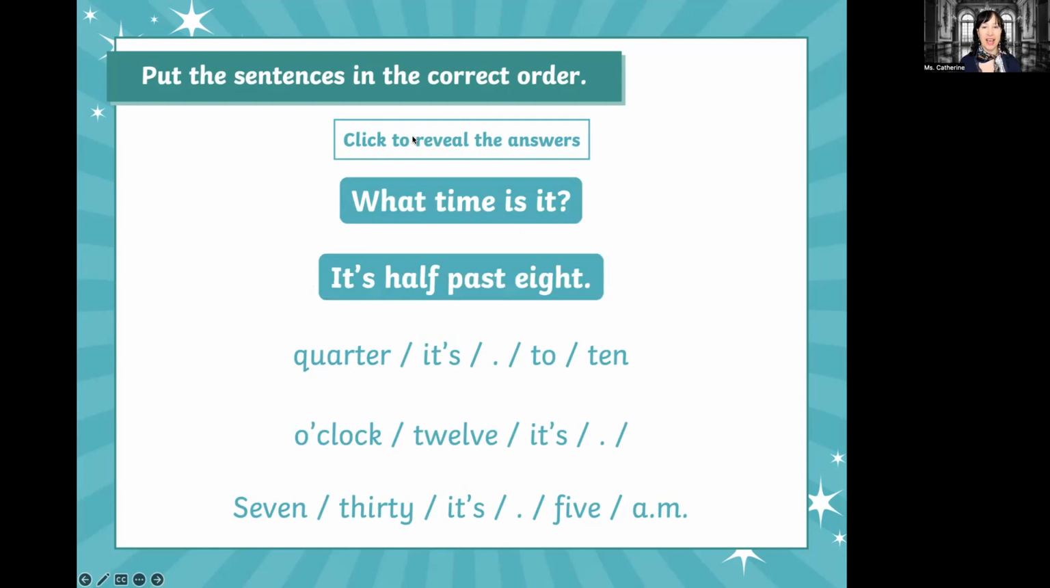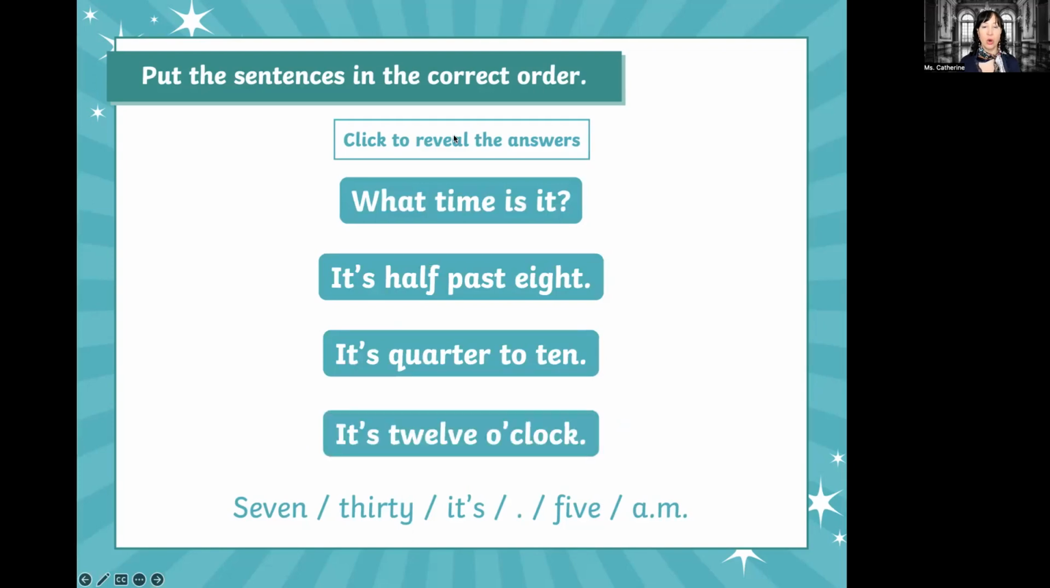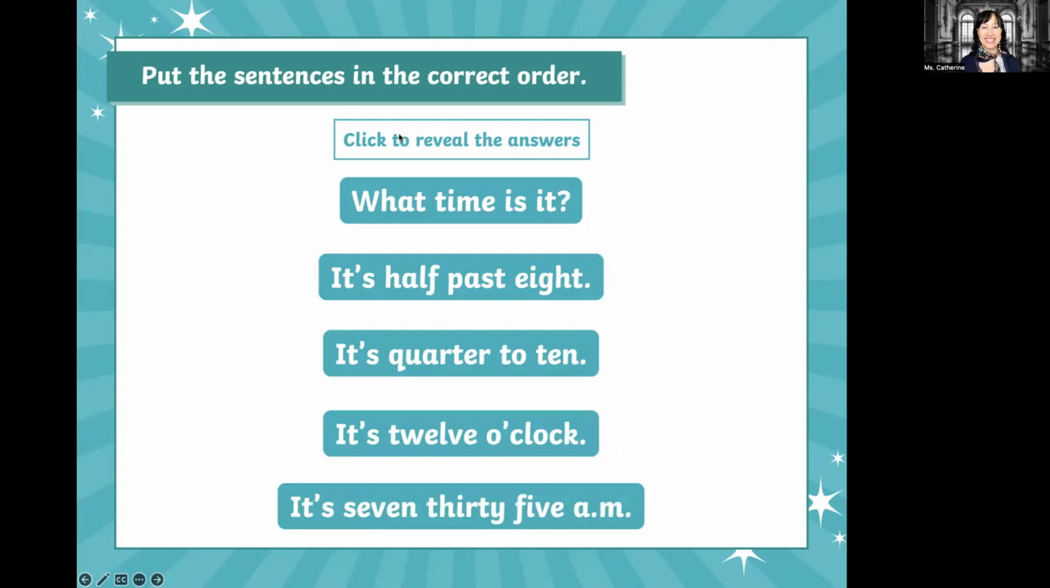It's 8:30. How did you do? All right. How about the next one? It's 9:45. It's 9:45. Good job. The next one. It's 12 o'clock. Good job. The next one. It's 7:35 a.m. It's 7:35 a.m. Good job.